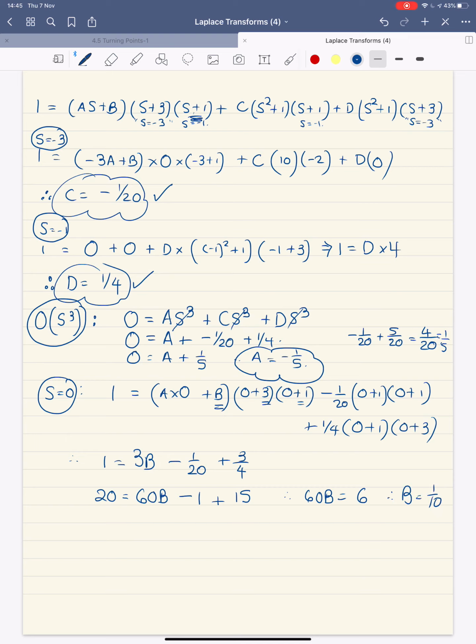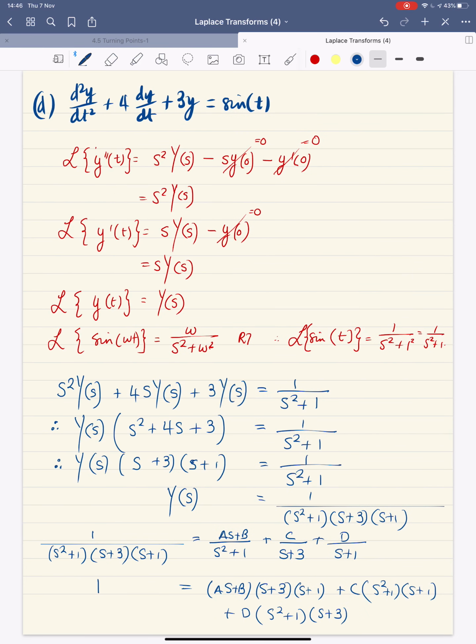I'm going to log on just to check the answers as I'm going along. Good. So B is 1/10, and that's correct as well. A is minus 1/5, that's correct. B is 1/10, that's correct too. Excellent.